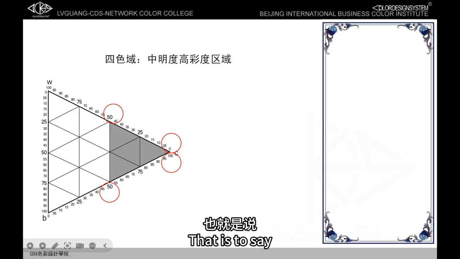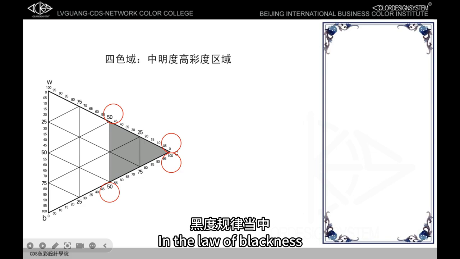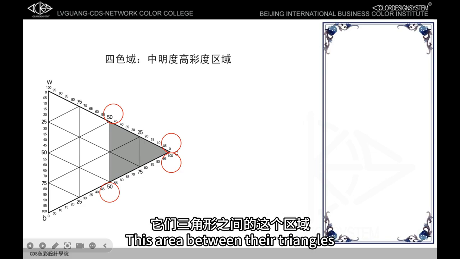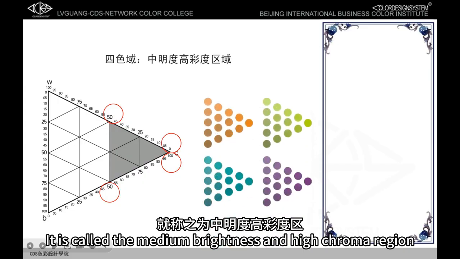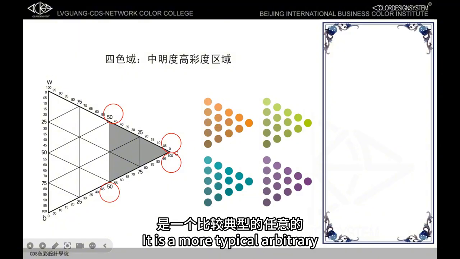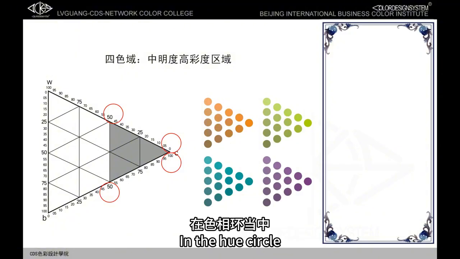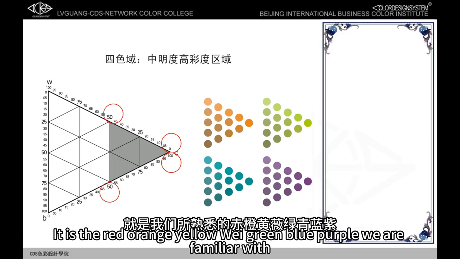That is to say, in our chroma law of 50, in the law of blackness and whiteness, the area between these triangles is called the medium brightness and high chroma region. And what about these four districts? It is more typical, arbitrary. In the hue circle, in color equivalence, it is the red, orange, yellow, green, blue, purple we are familiar with.